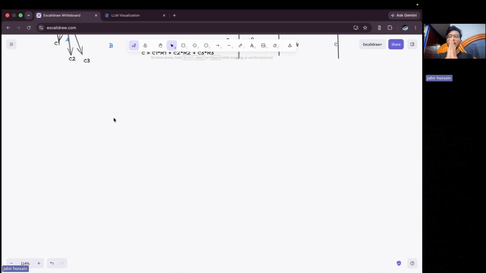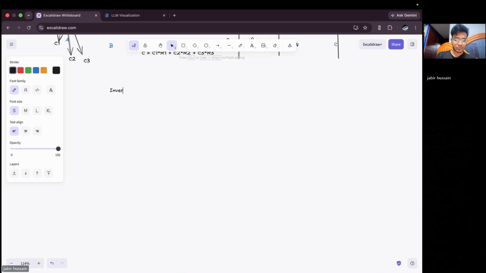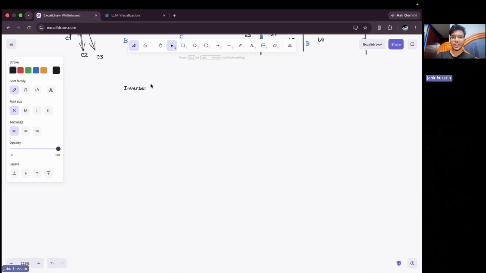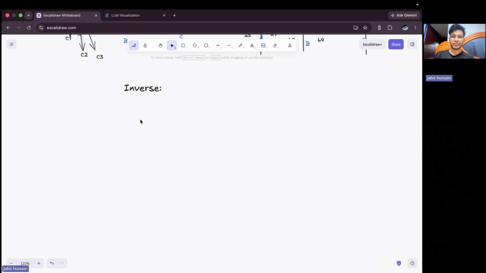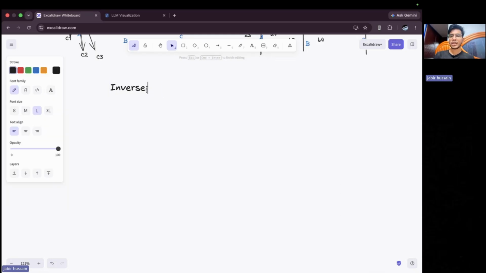Now let's talk about the inverse of the given matrix. Inverse, second topic, inverse. Okay, inverse of a matrix. Let me zoom in, or else let me make this a little bit bigger. Okay, inverse of a given matrix, and here I'm writing square matrix.